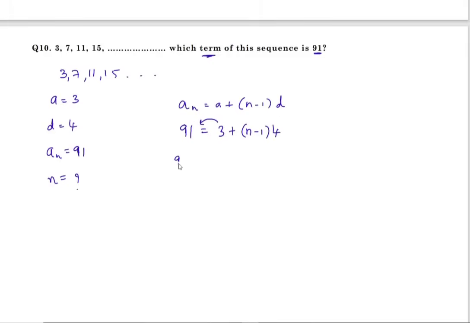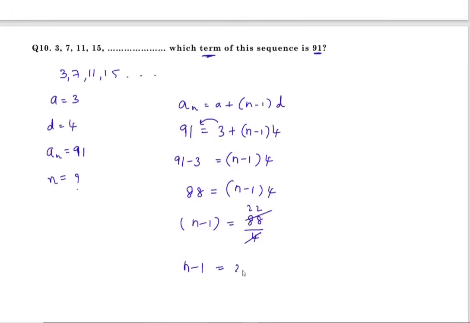Now shift: 91 minus 3 equals n minus 1 into 4. What is 91 minus 3? 88. 88 equals n minus 1 into 4. Now n minus 1 equals what? 88 by 4. 4 twos are 8, we get 22. Now n equals 22 plus 1. Therefore n equals 23. Therefore the 23rd term is what?